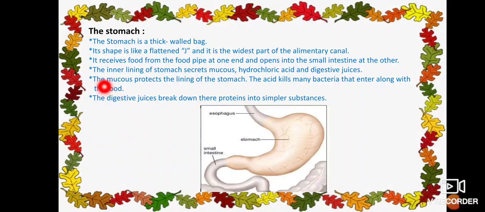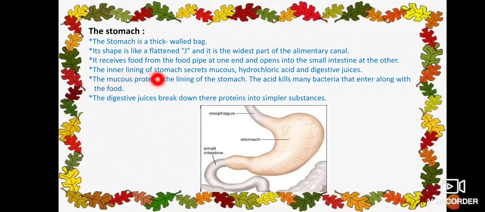Then it receives food from the food pipe, that is the esophagus, at one end and opens into the small intestine at the other. Means at one end the food enters through the esophagus into the stomach. At the other end the food which is partially digested in the stomach is transferred to the small intestine. That means the stomach is connected to the esophagus on one side and to the small intestine on the other side.